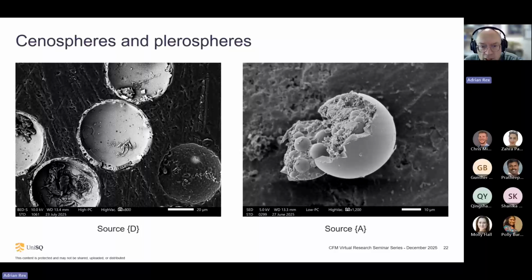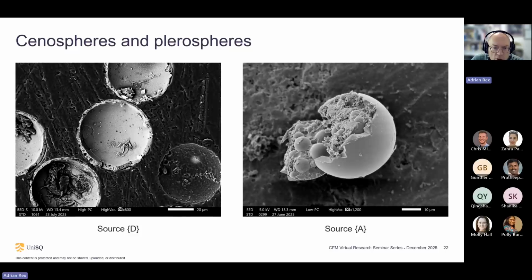We also have, as we said, cenospheres. So you can see here these hollow spheres on the left. On the right here is what's called a plerosphere. A plerosphere is a hollow sphere with other spheres inside it. In fact, some of these spheres inside it are themselves plerospheres. So a little bit like Russian nesting dolls.